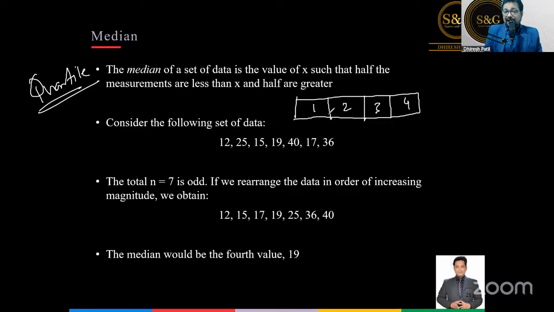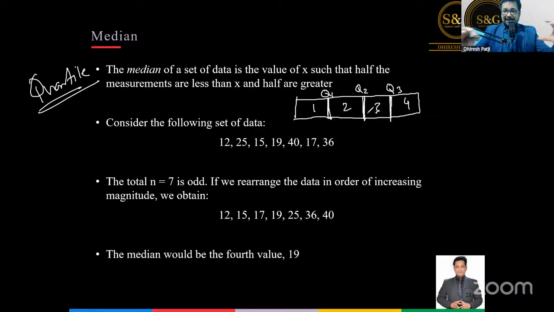So every cut becomes my quartile. There are 3 quartiles. So this is my quartile 1, this is my quartile 2, and this is my quartile 3. There are 3 quartiles. Are you clear with this? Just give me yes quickly in the chat box.